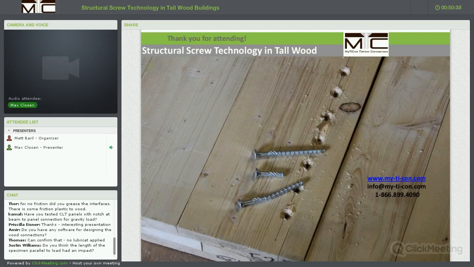So I just hear that Dr. Tannert from UBC confirmed that there was no lube or grease used in the shear planes there.